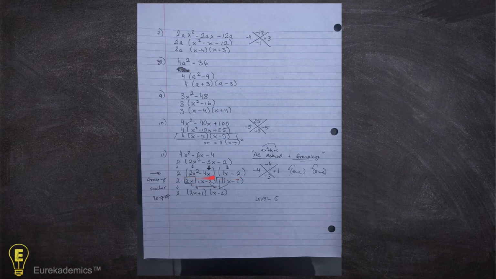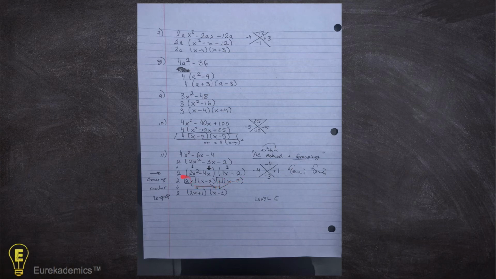Now, imagine when you had 4 terms, and remember when we just did parentheses and we were looking for a greatest common factor to factor out and then regroup? That's what you have to do. So what comes out of this? Well, a 2 and an x. And what comes out of this? Just a 1.